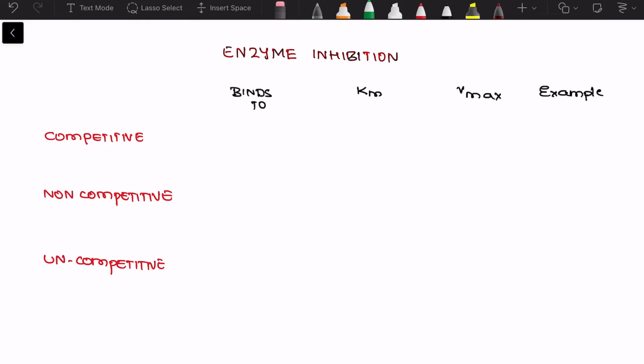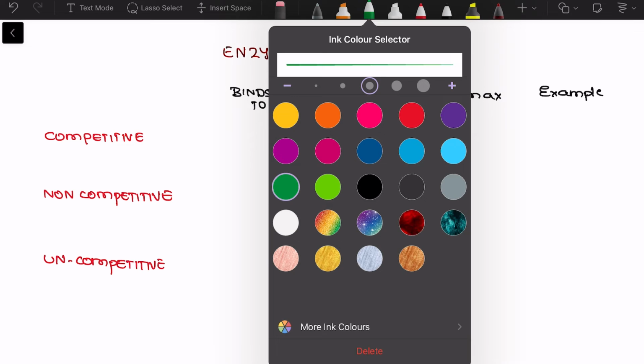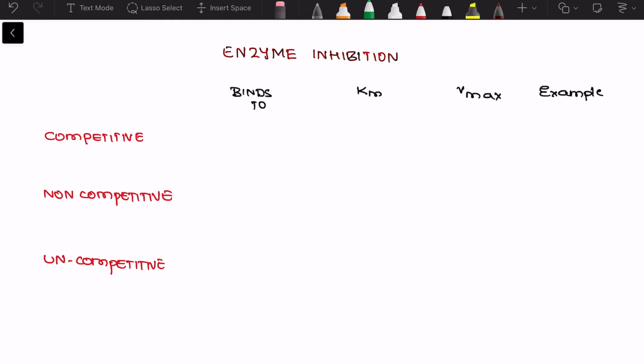So under the competitive type of enzyme inhibition, there is a competition between the competitive inhibitor and the substrate which is present. Here competitive inhibitors will bind effectively to enzymes only. Please remember, it binds effectively to enzymes only, which have a higher affinity towards the enzymes.